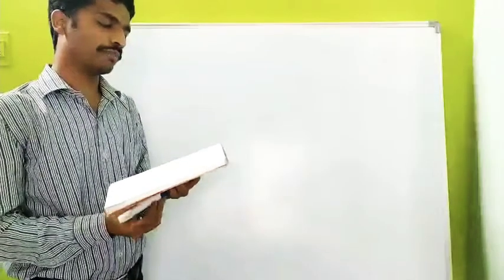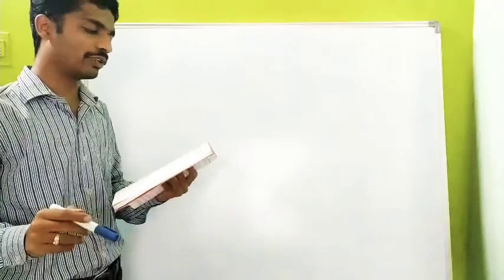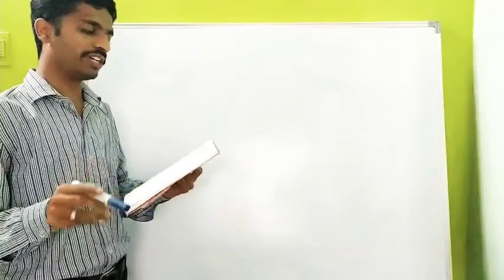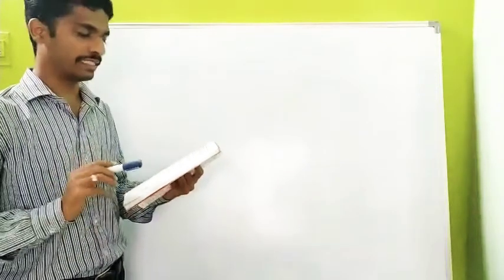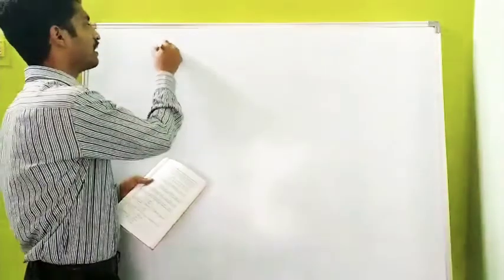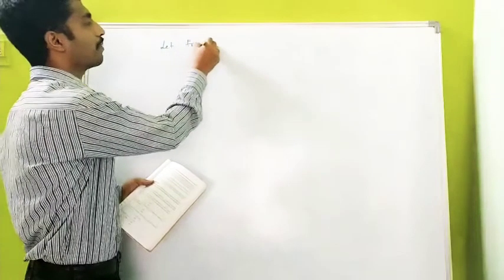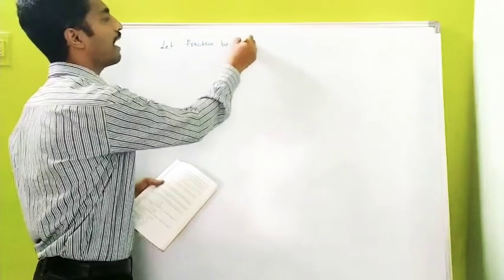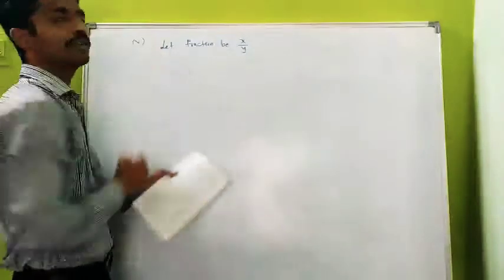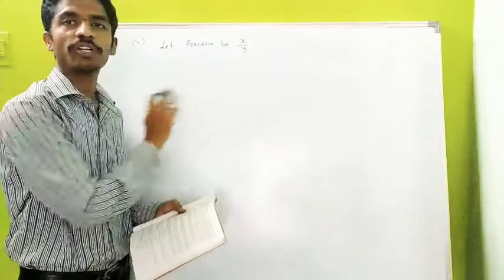The fifth question: a fraction becomes 9 by 11 if 2 is added to both the numerator and denominator. If 3 is added to both the numerator and denominator, it becomes 5 by 6. Find the fraction. So let the fraction be x by y. So question number 5, the fifth question. The numerator is x, the denominator is y.